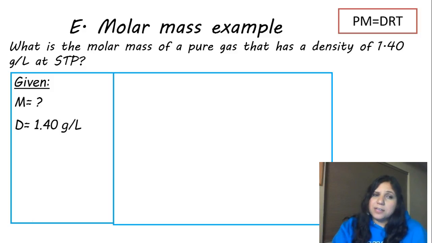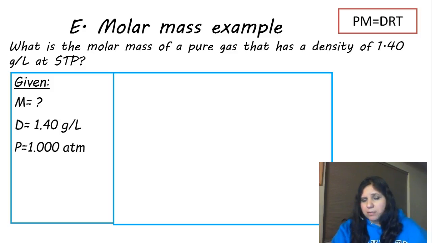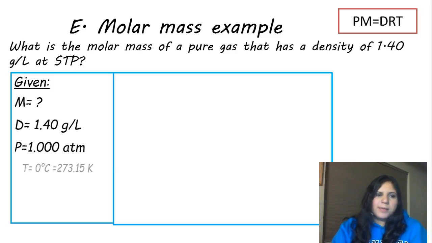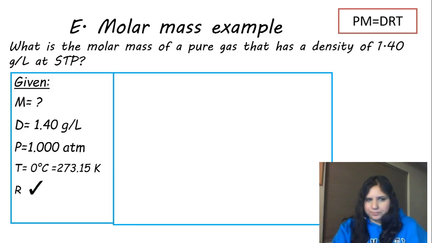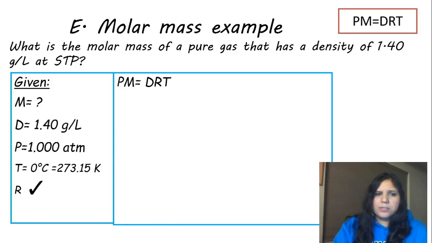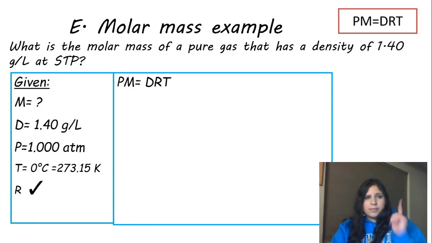STP is standard temperature and pressure. So the pressure is 1 atmosphere. Throw in as many sig figs as I want, it's a set defined quantity. And then the temperature is 0 degrees Celsius or 273.15 Kelvin, which is what I need, so I'm going to put it in Kelvin. And then what else do we need? So we have M, d, P, and T. We need R. And remember, R we've got, it's in our back pocket, so I'm just going to put a check mark there.